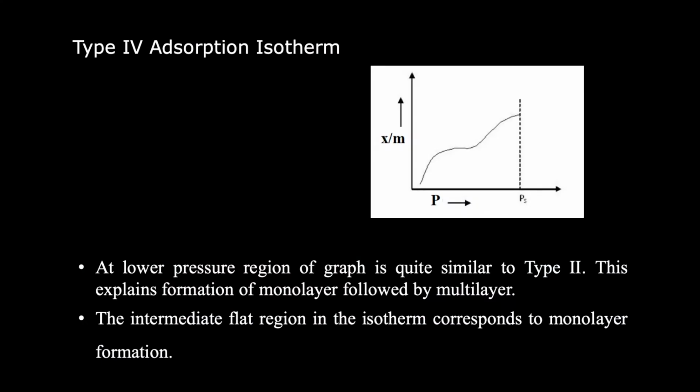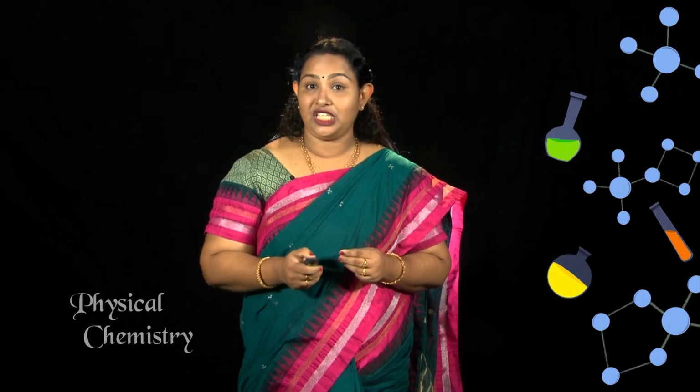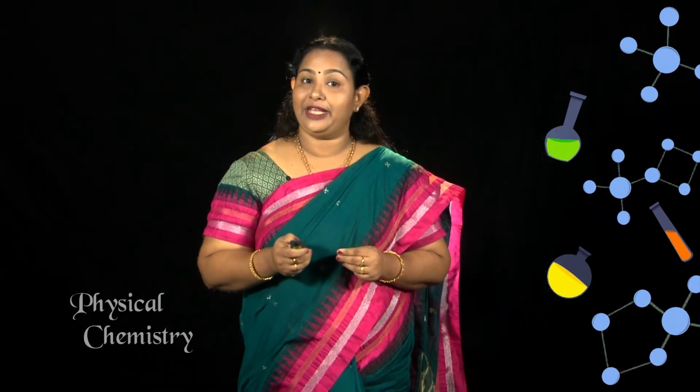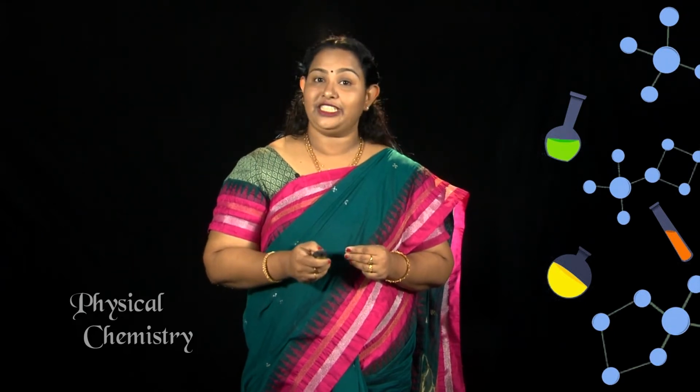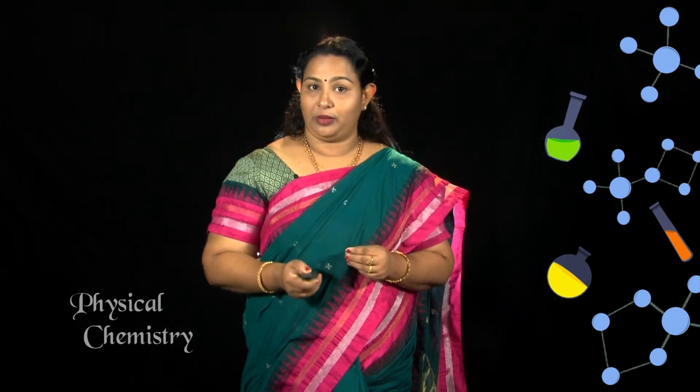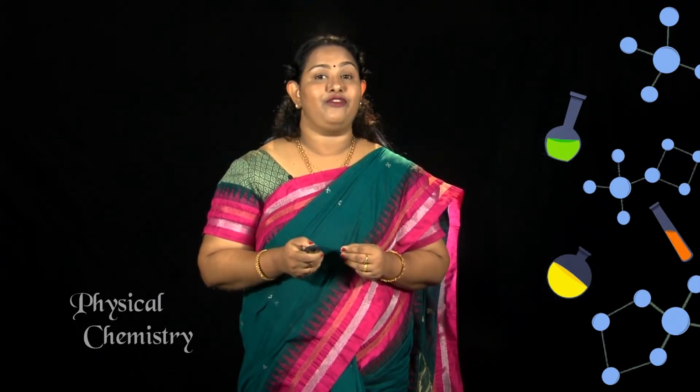Next is type 4 adsorption isotherm. In type 4 adsorption isotherm, at lower pressure, the region of the graph is quite similar to type 2. This explains formation of monolayer followed by multilayer. The intermediate flat region in the isotherm corresponds to monolayer formation. The saturation level reaches at a pressure below the saturation vapor pressure. This can be explained on the basis of the possibility of gases getting condensed in the tiny capillary pores of the adsorbent at a pressure below the saturation pressure of the gas. Examples of type 4 adsorption isotherm are adsorption of benzene on iron oxide at 500 degrees Celsius and adsorption of benzene on silica gel at 500 degrees Celsius.